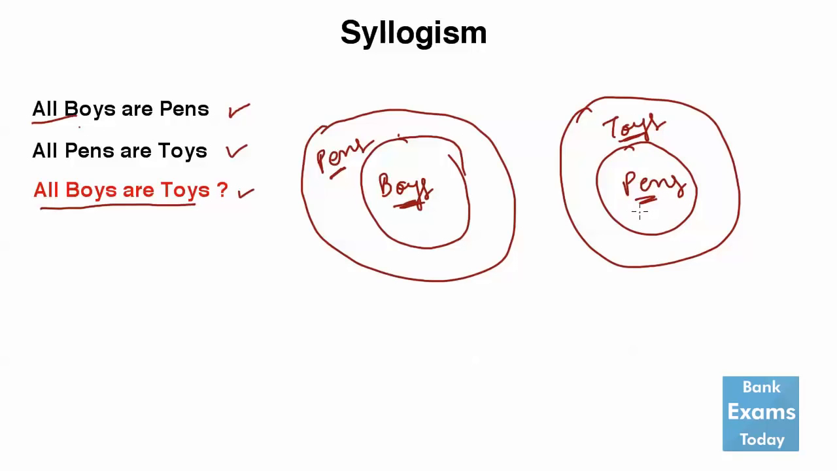So boys is here, the part is a smaller circle inside the pens. So it's like this. The boys is here. So all boys, this smaller circle, that boys is a part of the bigger circle, toys. So yes, it's true. All boys are toys. So let's do some difficult question that will be asked in the real exams.